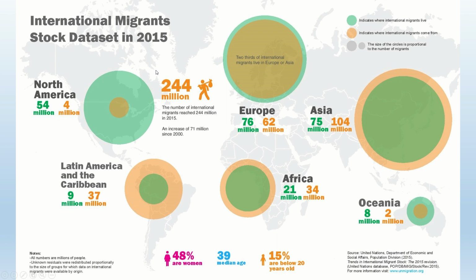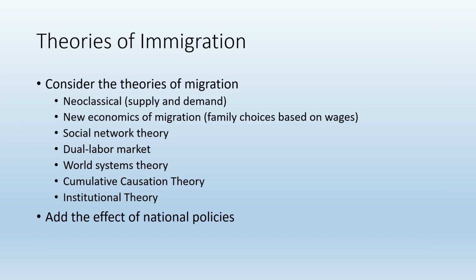At this point in 2015, 48% of these migrants were women. The average age is 39, and about 15% were children. There are a lot of theories why people move across national borders. I'm an immigrant myself. I actually was born in Italy and migrated here when I was 8 years old. So this is a very common story.